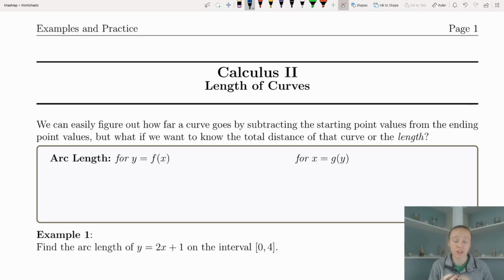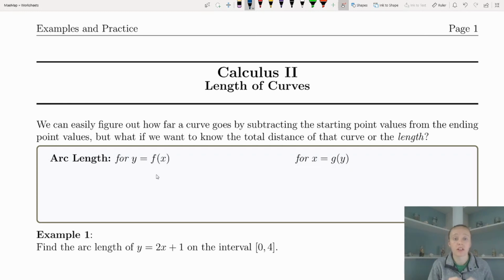Now the proof for this is pretty neat, and it's all based on the Pythagorean theorem, where we have a change in y and a change in x. But for now, I'm going to write down the formulas, and we'll get a little into that in example 1, but I'll save the more in-depth explanation for your lesson. So the arc length for y equals f of x.